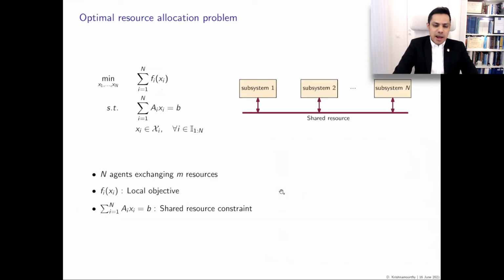So let us consider a generic optimization problem as shown here. We consider n subsystems that are exchanging m shared resources. So the decision variables of subsystem i are denoted by x_i. The local objective of each subsystem is given by f_i(x_i). Each subsystem may also have local constraints that are denoted by this set calligraphic X_i.